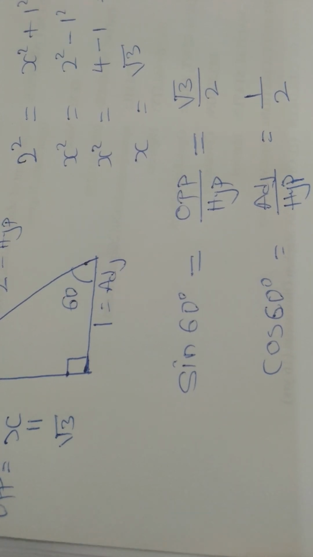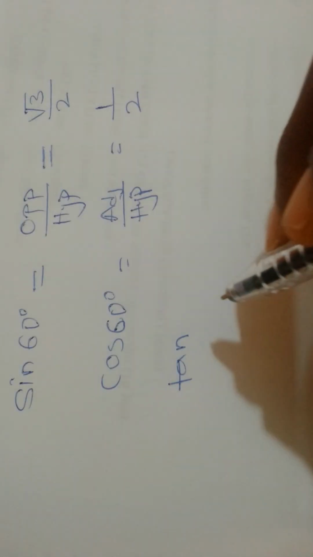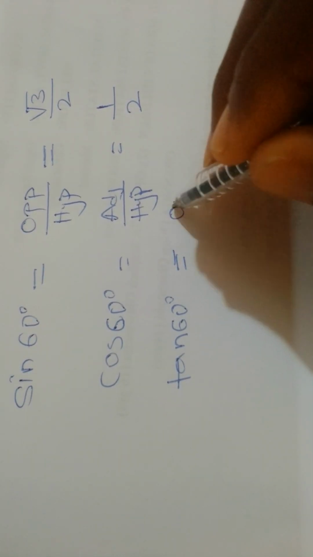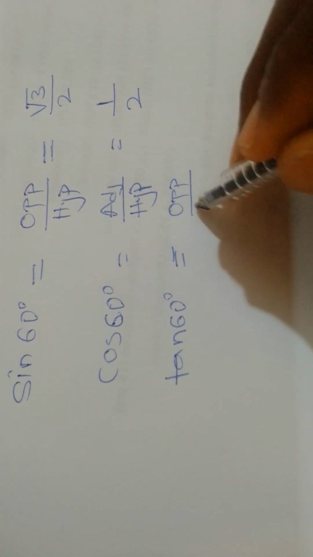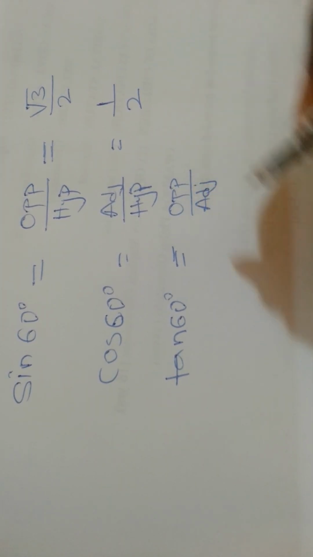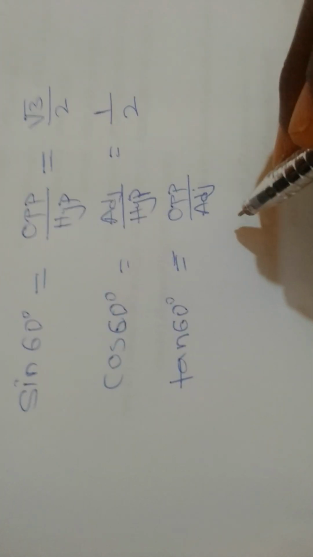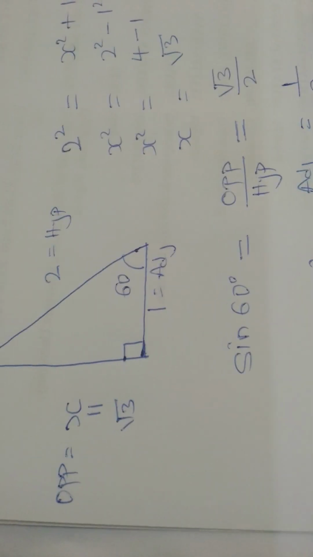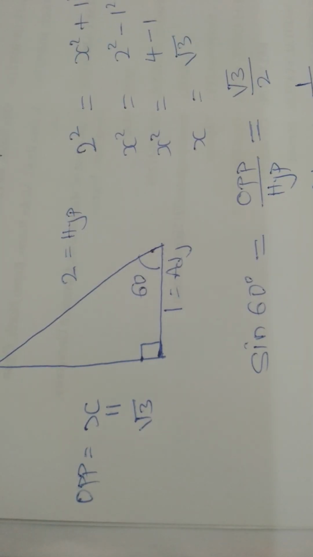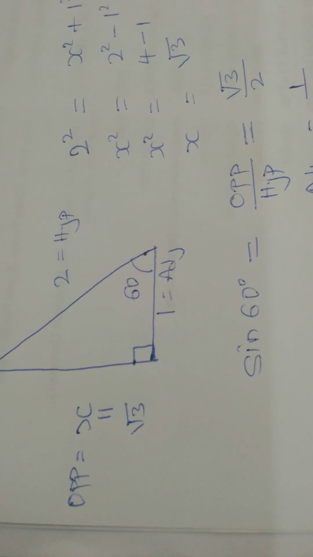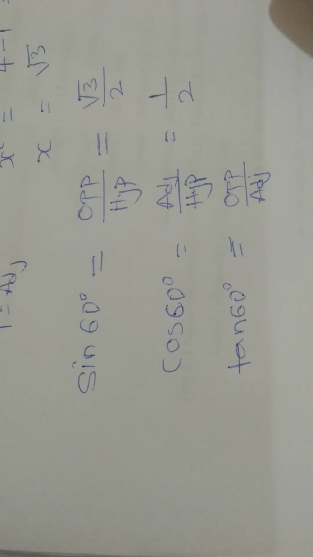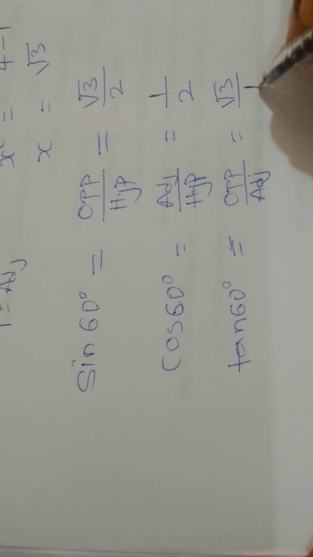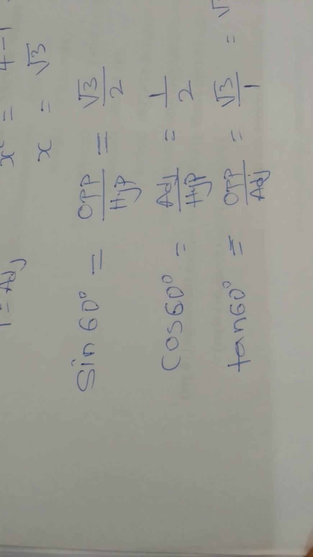Then for tan 60°, tan 60° is going to be opposite over adjacent. Don't forget that is TOA. Tan is TOA. The opposite side, you can see from the figure, is root 3, and then the adjacent side is 1. So we are going to be having this one as root 3.